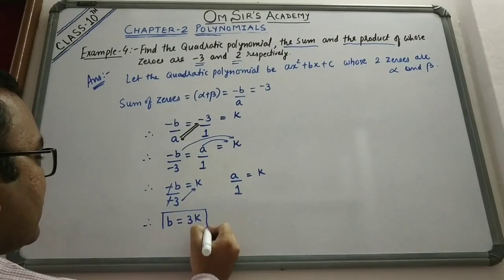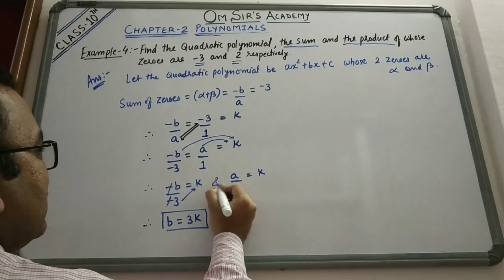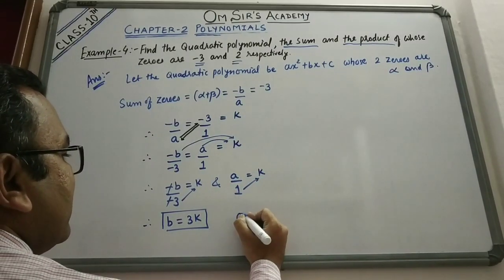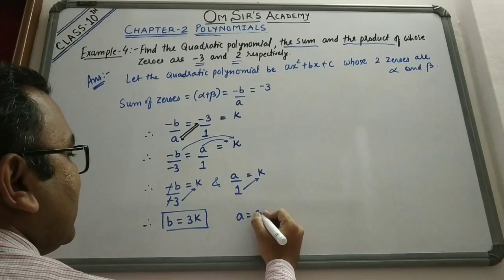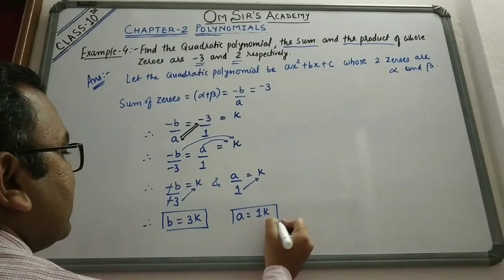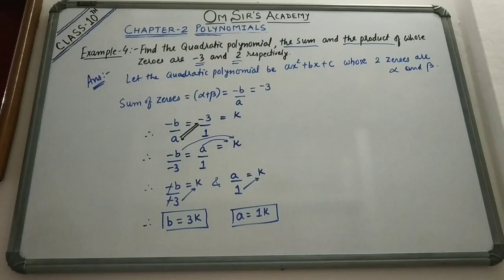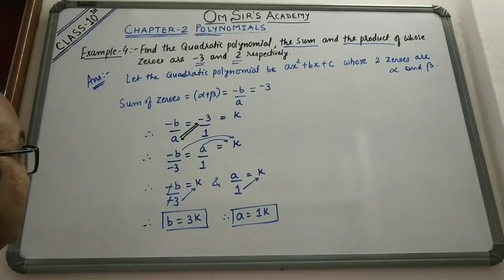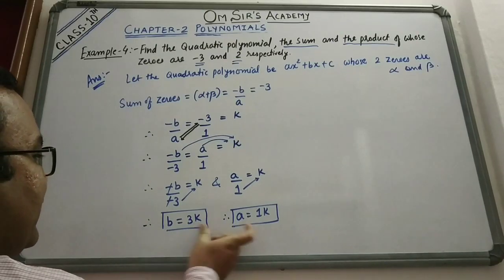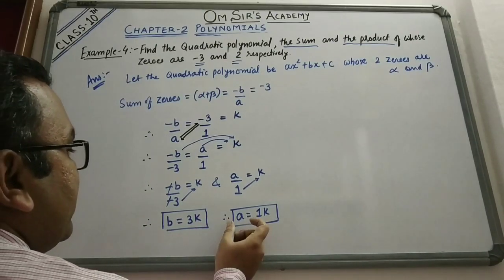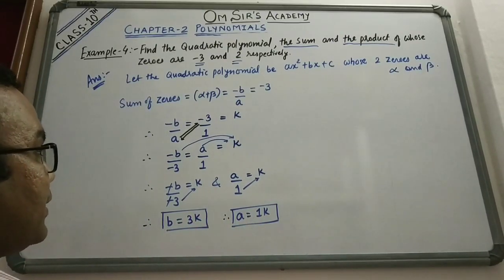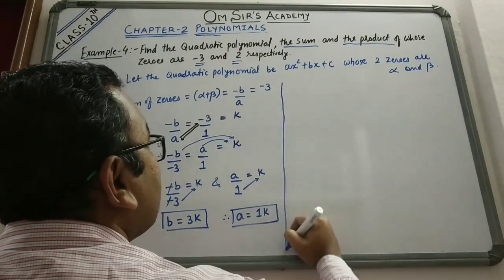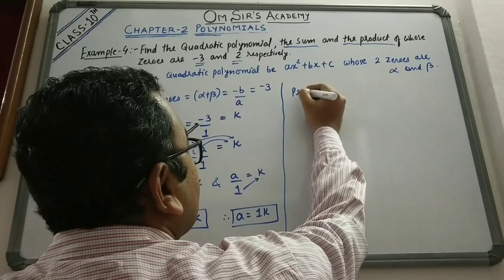3k. Okay, and I will get a; this 1 will get multiplied with k, so 1 into k is what? 1k, or a equals k. Instead of 1k I can write a equals k. So from this sum of zeros I obtain the values of a and b. Is it clear friends?